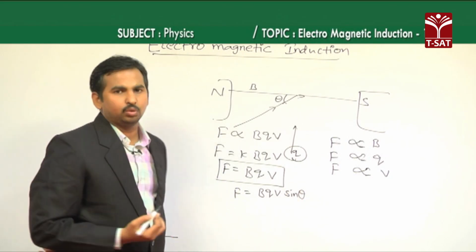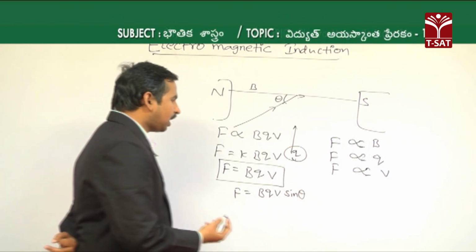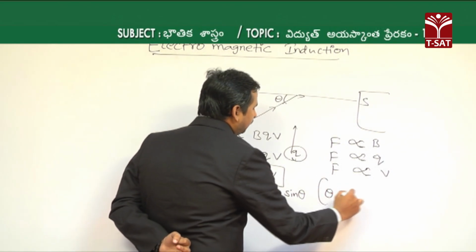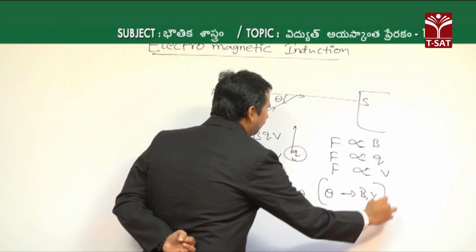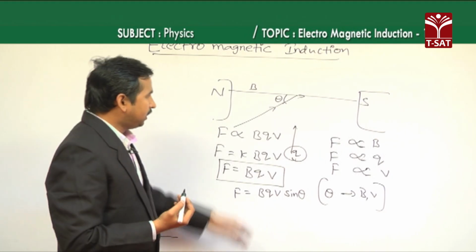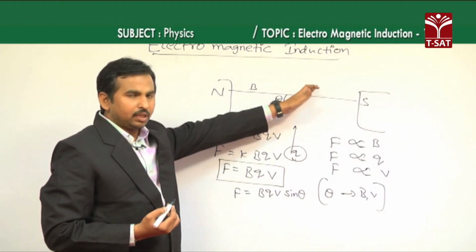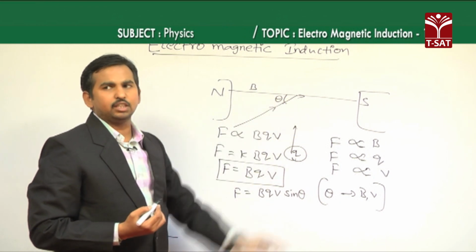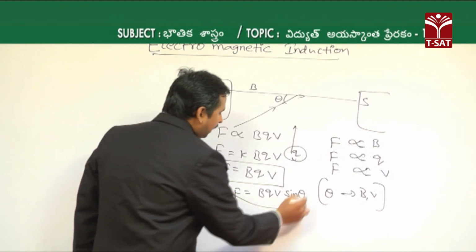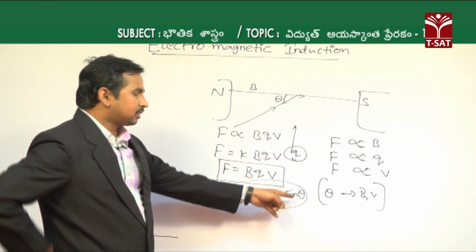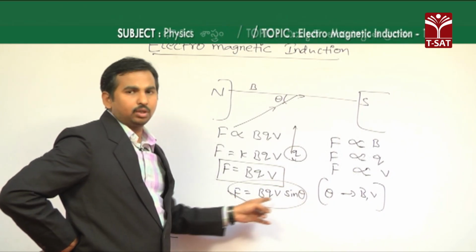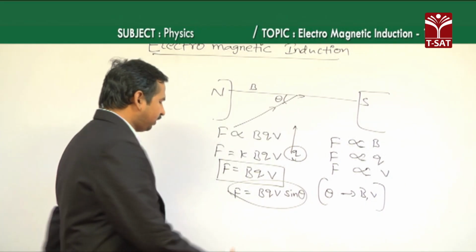F is equal to BQV sin theta, where theta is the angle between B and V, where B is the magnetic field strength and V is the velocity, the direction in which the charge is coming and the direction in which the magnetic field is present. As you are coming perpendicular, it is sin 90, and sin 90 is 1. So F is equal to BQV, which is the maximum force we have.